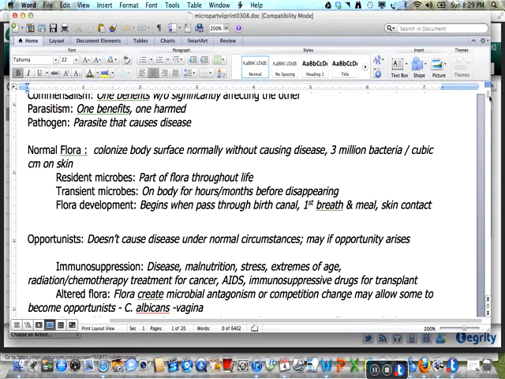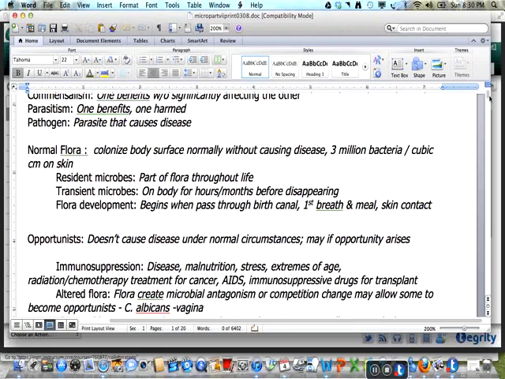Opportunistic infections don't cause disease under normal circumstances, but may if the opportunity arises. A person who is immunosuppressed will be more prone to opportunistic infections. Immunosuppression may result from disease, malnutrition, severe stress, extremes of age, radiation and/or chemotherapy treatment for cancer, AIDS, or the use of immunosuppressive drugs for transplants.